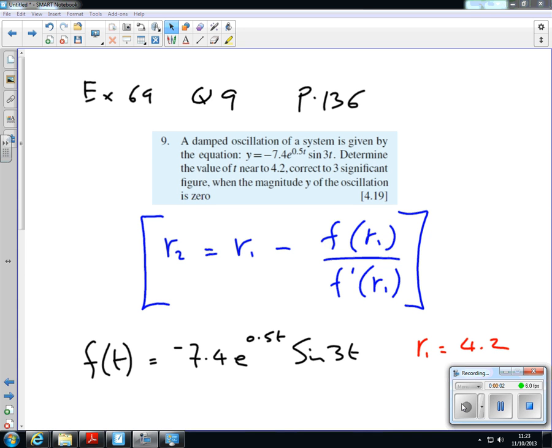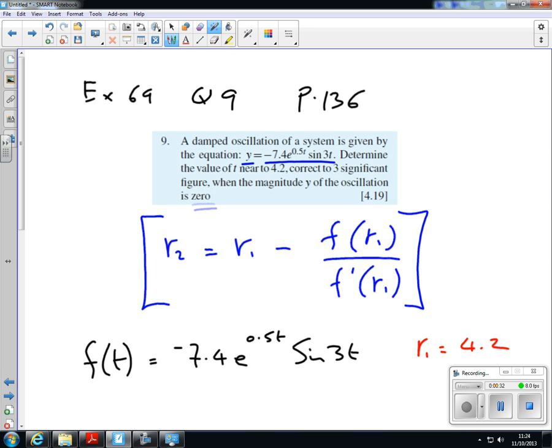Exercise 69, question 9, page 136. Use of Newton-Raphson iterative method to find the root of an equation. In this particular case, we've got this function and we're trying to find the root near to 4.2, correct to three significant figures. And the magnitude y of the oscillation is 0. So in other words, we know that this equals 0, which it needs to do for Newton-Raphson to work.